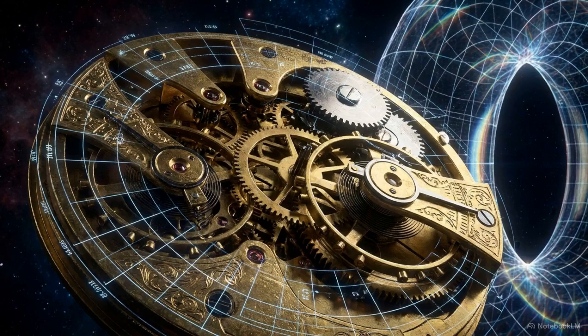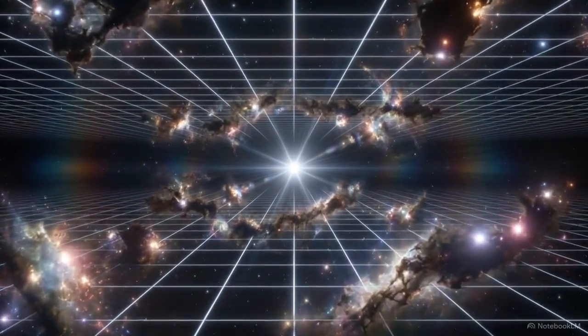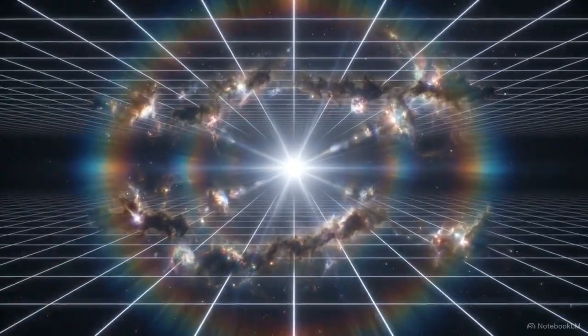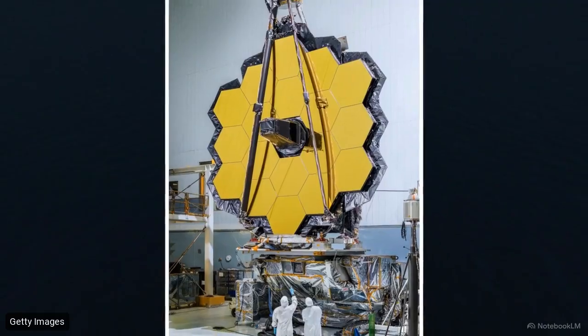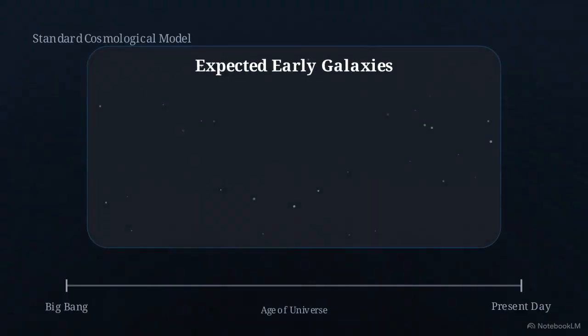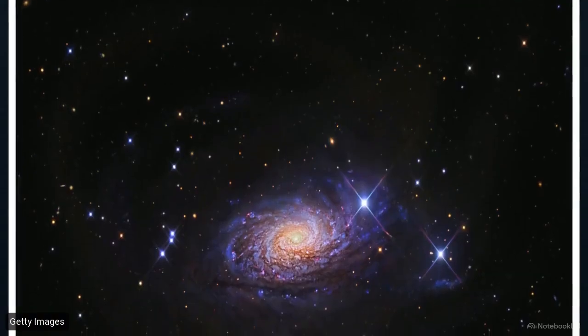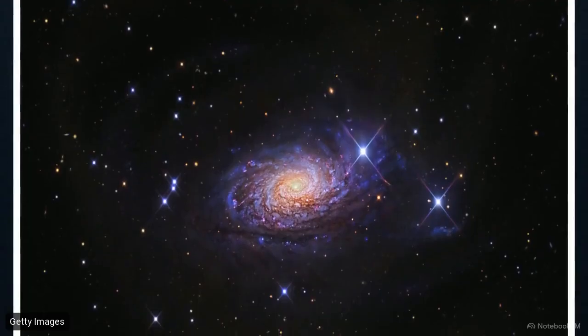Our standard story of the universe follows a very specific clock. It starts with the Big Bang, followed by a slow, gradual assembly of stars and galaxies over billions of years. The James Webb Space Telescope was built to look further back into that clock than ever before. Instead of finding the faint, messy clumps of gas Webb expected, it captured massive, multi-armed spiral galaxies sitting right at the dawn of the timeline.